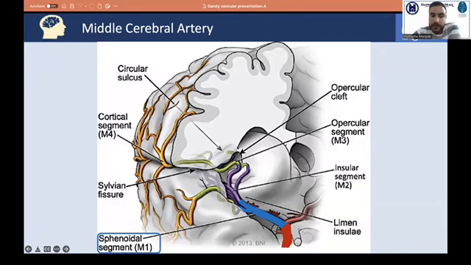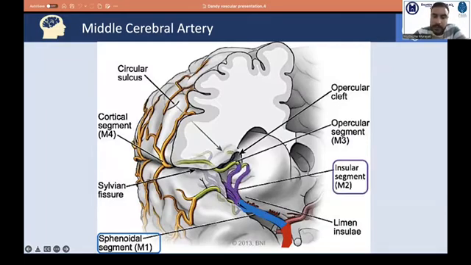The M1 segment of the middle cerebral artery may bifurcate, and some variations show a trifurcation or four divisions, and maybe multiple bifurcations. But mostly it is a bifurcation into a superior trunk and an inferior trunk. So this is the M1 segment.